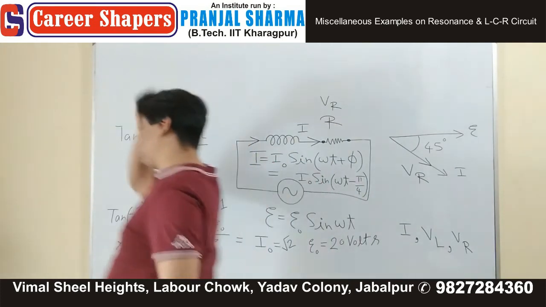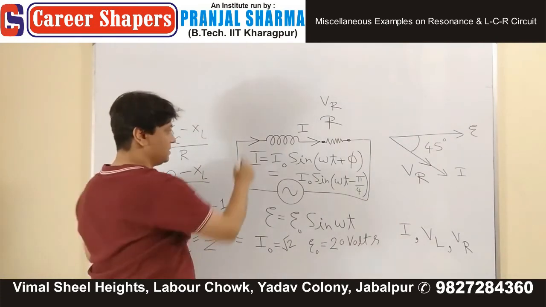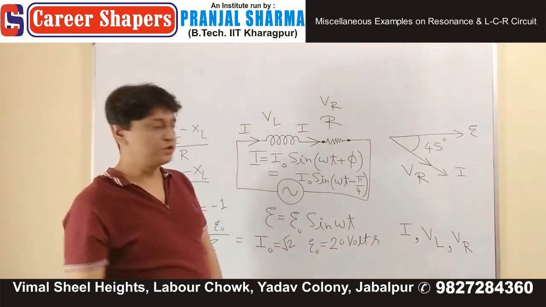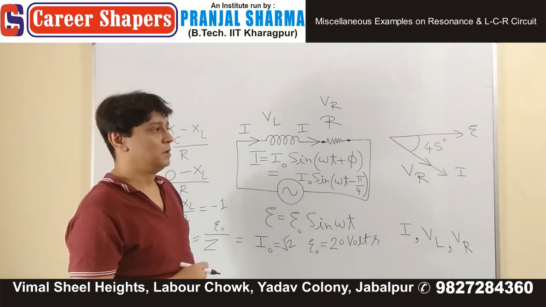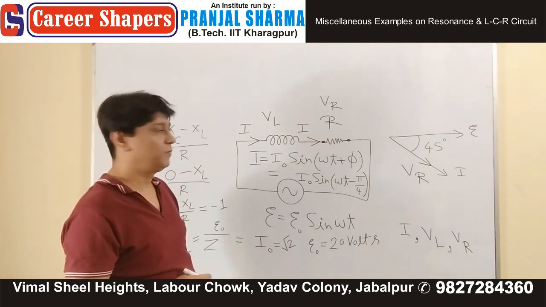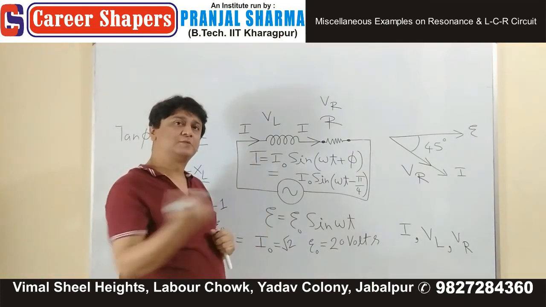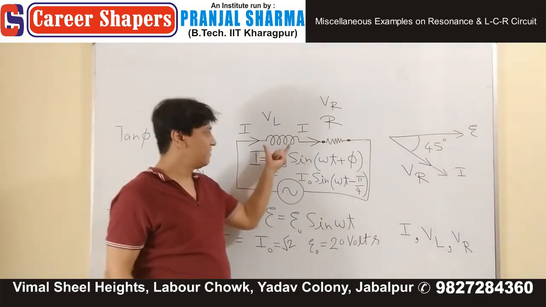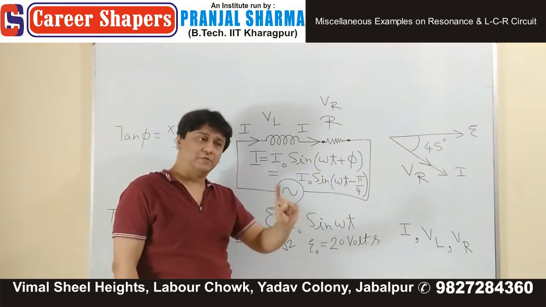Now let's answer the VL part. Phase of current and potential difference. What is the relationship between I and VL? Try to remember this. I hope you remember that for an inductor, current lags behind by pi by 2. If you have an inductor, then current is behind. If you have a capacitor, then current is ahead.